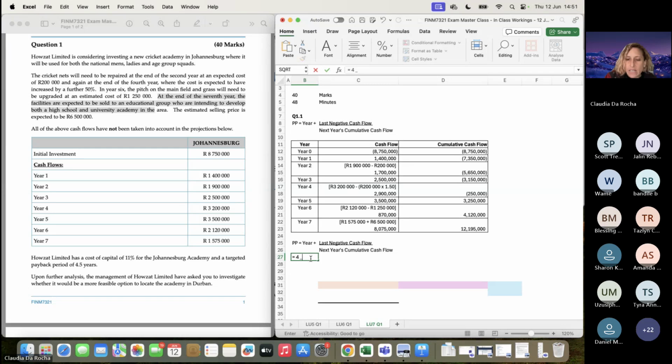plus, and then our last negative cash flow, which was 250, divided by the next year's cash flow, which is 3,500.